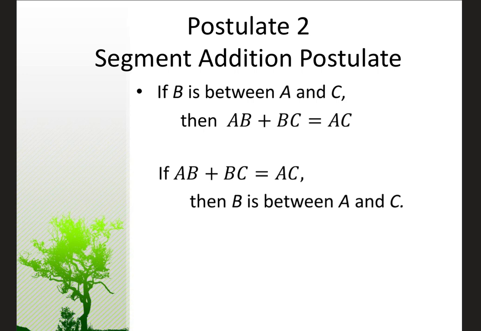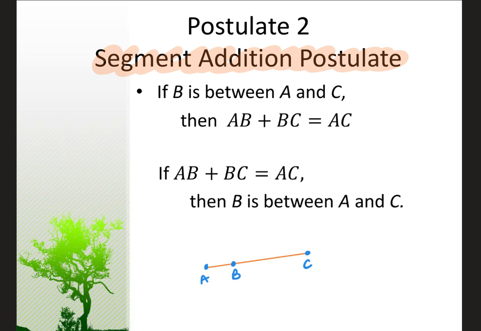All right, this segment addition postulate is probably one of the more common postulates that we're going to use. And it says that if B is between A and C, then AB plus BC equals AC. Now, if you actually draw this out, logically, you already know this to be true. If I have a segment AC, and B is anywhere between them, it could be closer to A or closer to C or dead smack in the middle, it doesn't matter.